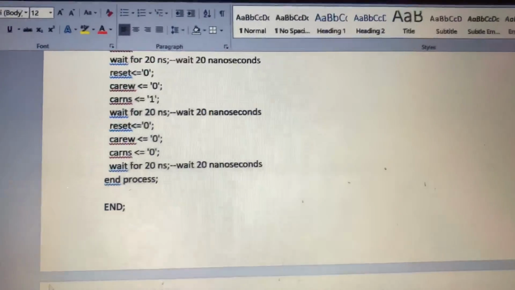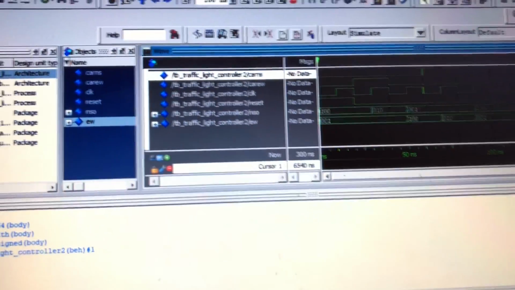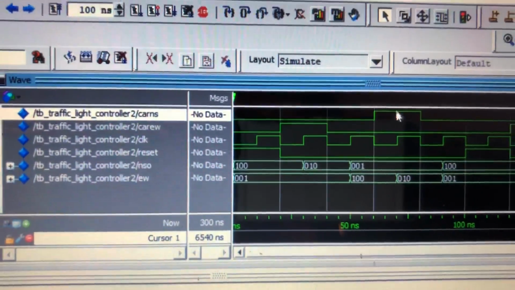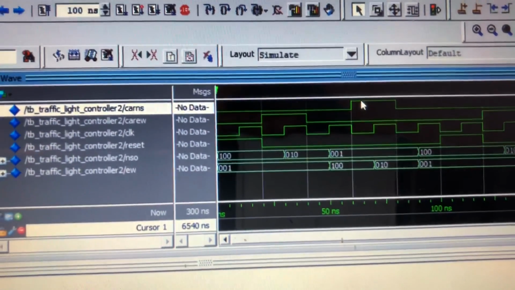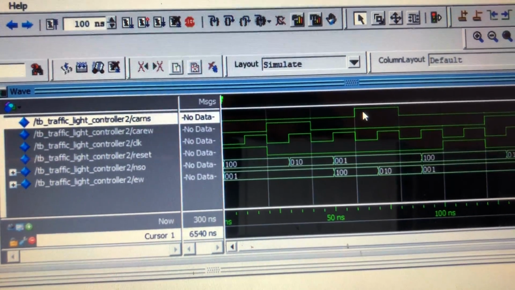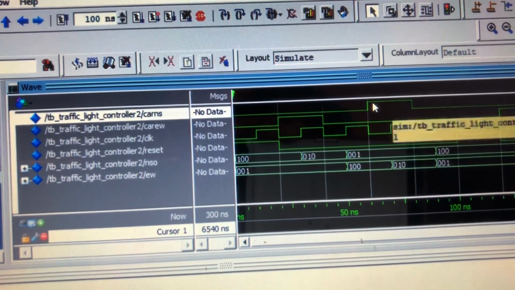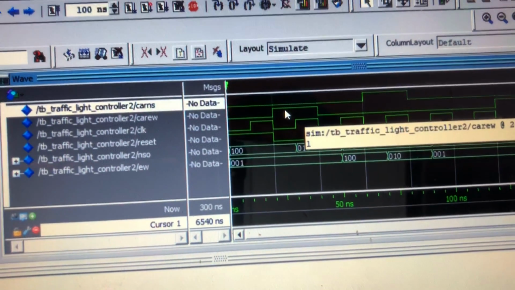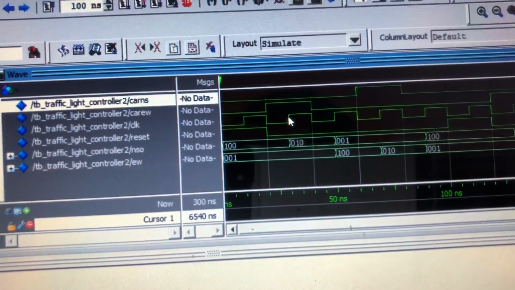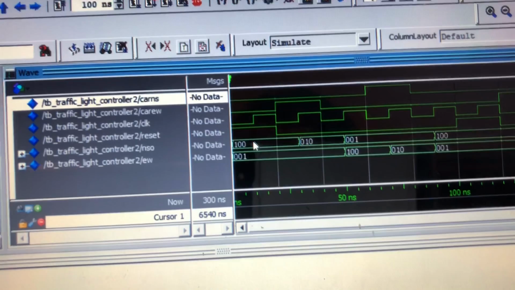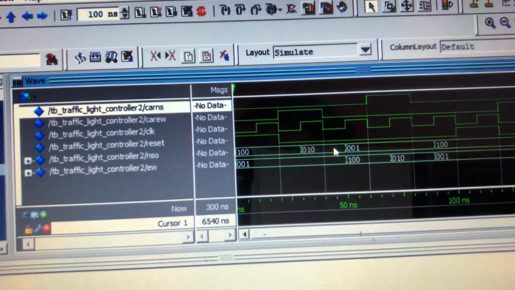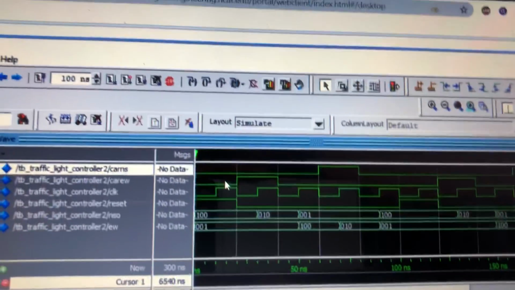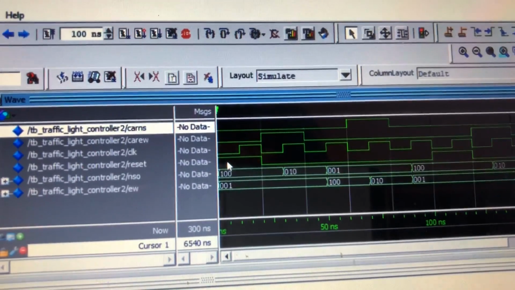So here I'm going to show you my simulations for my traffic light controller 2. Up here, this is my sensor that will detect if a car is in the north-south. This one is a sensor that will detect if a car is in the east-west. I have my clock, my reset, and then this is the north-south direction, and the bottom one is the east-west direction. So here you can see my finite state machine.